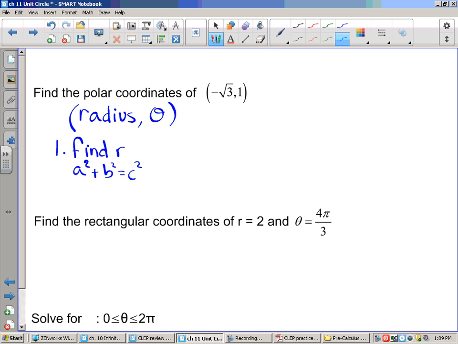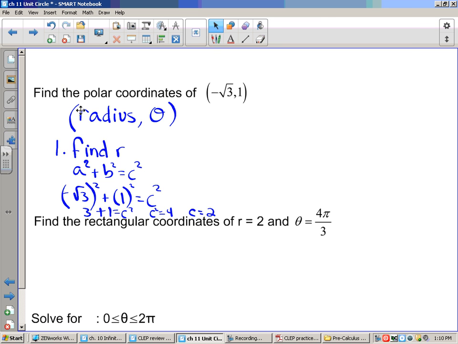And so let's do that. That means that I'm going to take the negative square root of 3, that whole thing squared, plus 1 squared, and I'm going to solve for c squared. Remember that a negative when it's squared becomes positive, and the square root when I square it basically drops off. So this is actually 3 plus 1 equals c squared. And so that means that c squared equals 4, and rather c equals technically plus or minus 2.